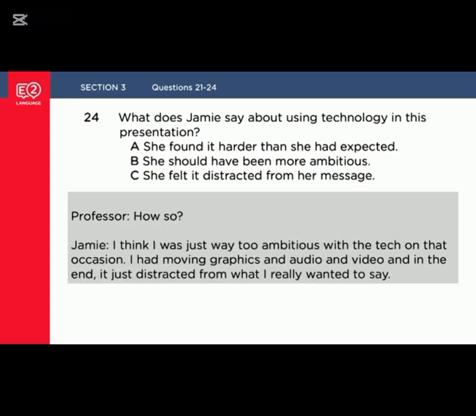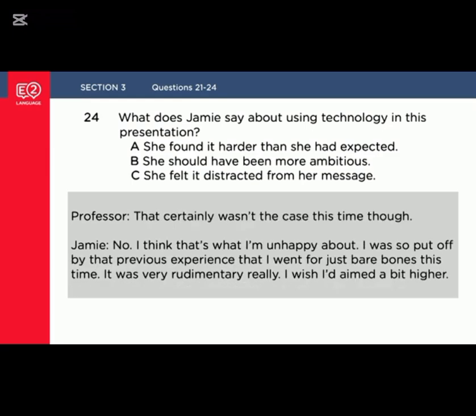The conversation continues. The professor asks, how so? Again, read through, find the distractors and the answer. Final bit of the script. And the answer, hopefully you got it right, is B. So let me know in the comments, why is it B? Why not A? Why not C?